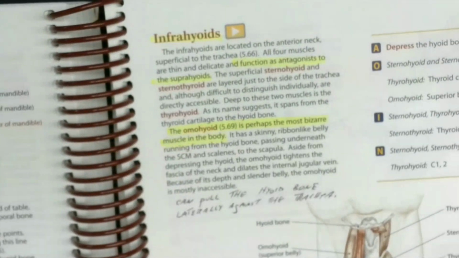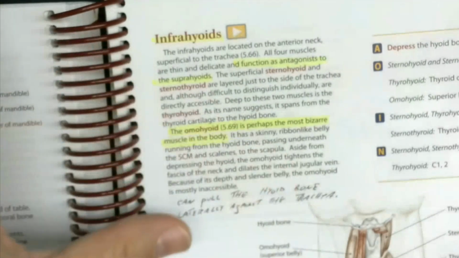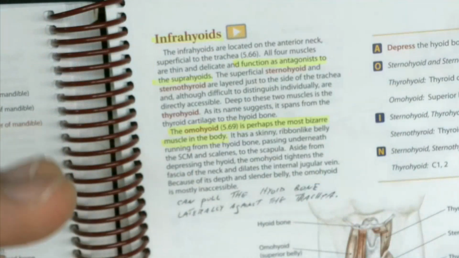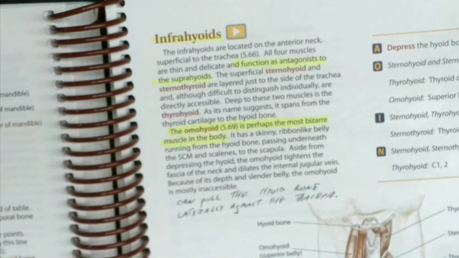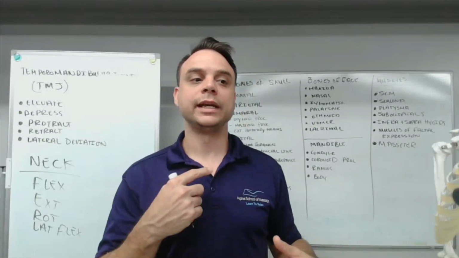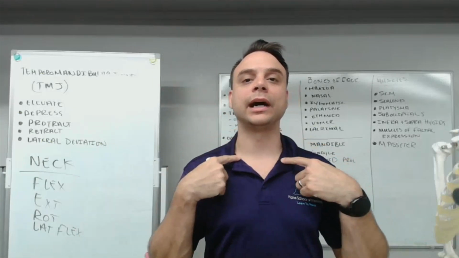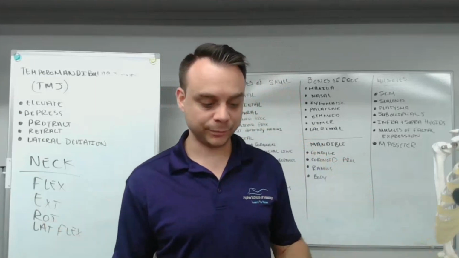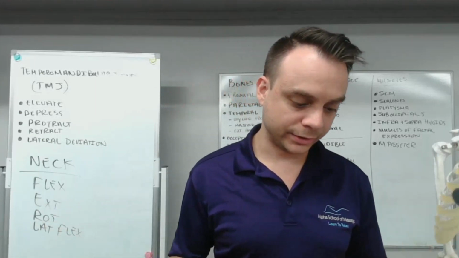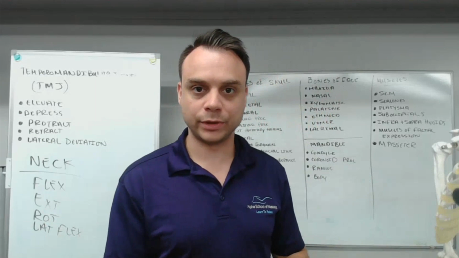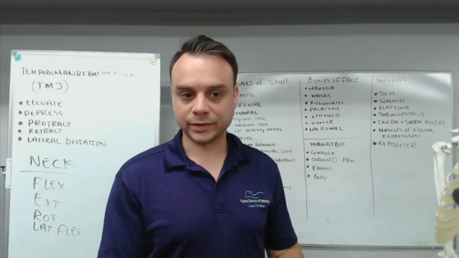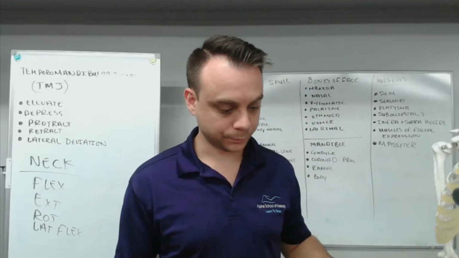Supra means superior, infra means inferior; supra meaning above, infra meaning below. Needless to say, the suprahyoids attach to the hyoid and then attach above the hyoid to elevate the hyoid. And then the infrahyoids attach to the hyoid and then below the hyoid and pull the hyoid down. As simple as that. I don't think it's really necessary to learn each and every individual hyoid muscle. There's a lot, and whatever, who cares, right?